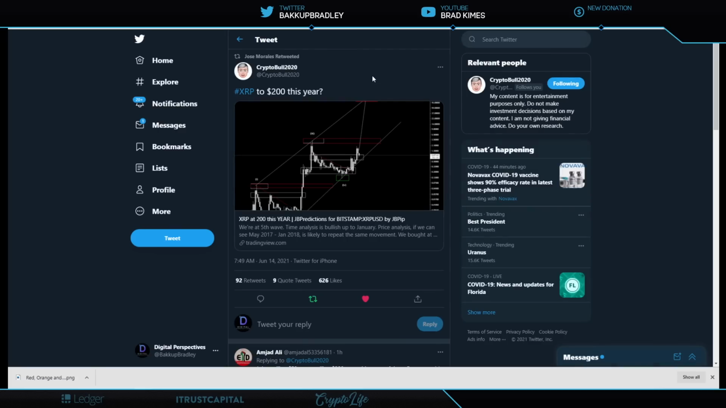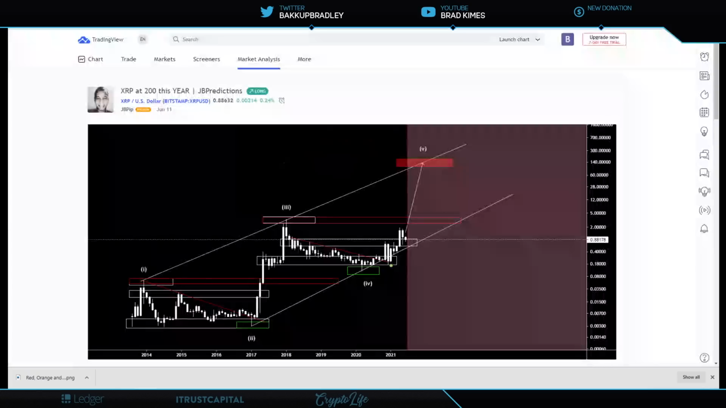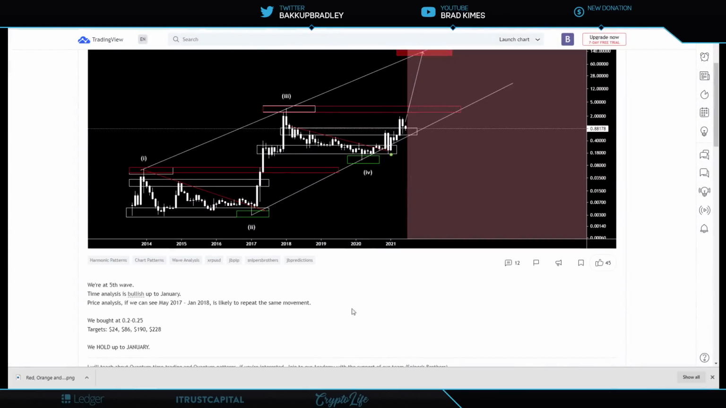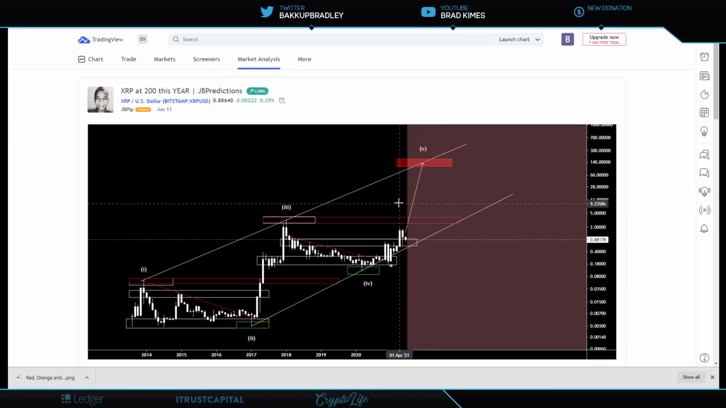And here's a quick prediction shared by Crypto Bull 2020. And it wasn't his prediction, but it was a shared prediction. And I just wanted to share this because I know it's getting a lot of attention and I wanted to touch on it very quickly. It doesn't give a long or heavy explanation other than to say when it shows the chart, basically, if we can see May 2017 through January 2018 repeat, then this is where we would be talking about somewhere in the neighborhood of $160 to possibly a $200 XRP in this bracket here. And this bracket actually goes from $100 to $176. But it could poke up a little more than there.